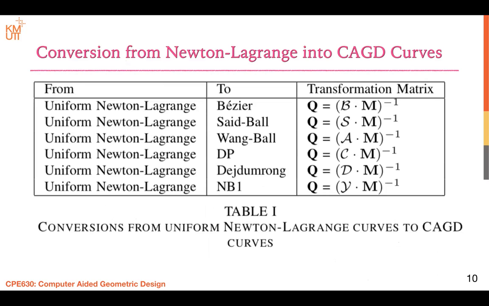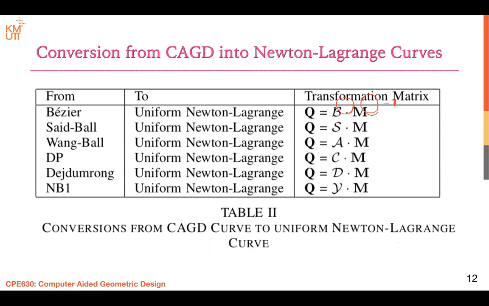If you want to convert from Newton-Lagrange into a Bézier curve, if you remember the Bernstein monomial matrix, you multiply it by this M, and then take the inverse. So you can get the result if you want to convert from Newton-Lagrange to Bézier. But in the opposite way, if you want to convert from Bézier to Newton-Lagrange, you can use the multiplication of B and M, that's all.